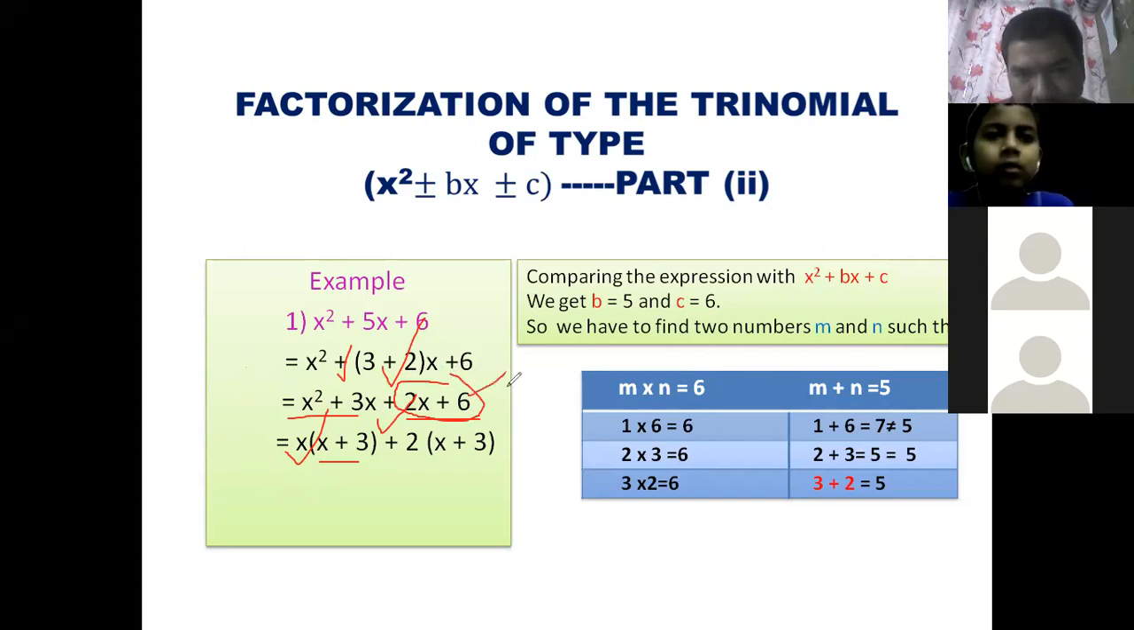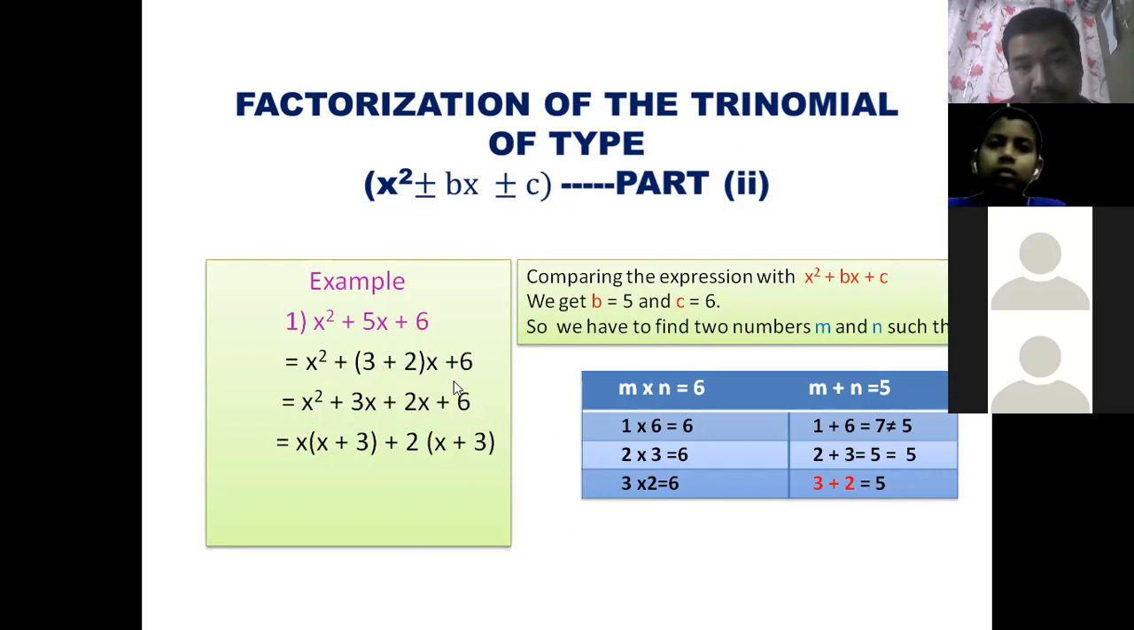In this 6 also there will be 2 into 3, no? 6 means, we have learned, 2 into 3, or 3 into 2. What is common in the last two terms? 2. Then what is remaining in the bracket? X plus 3. Very good.